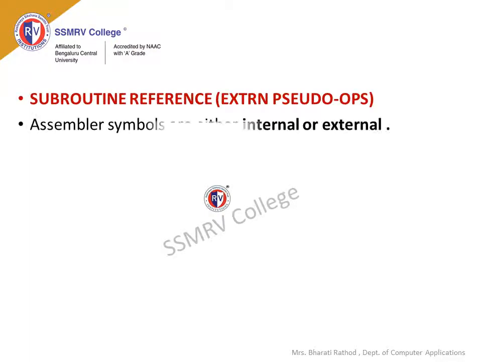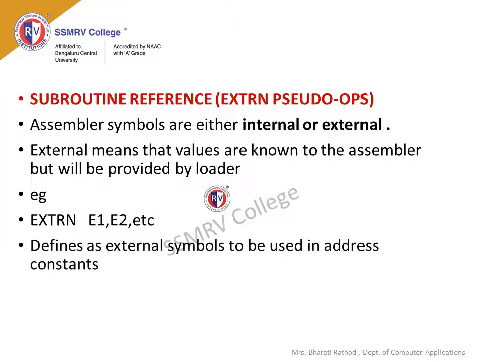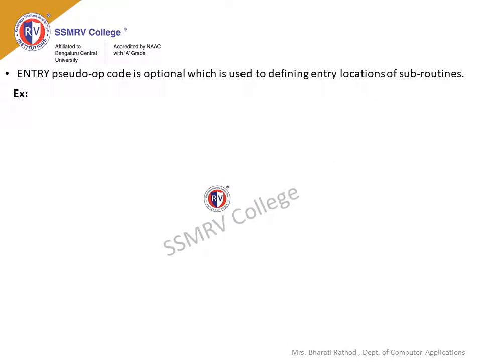Subroutine references: assembler symbols are either internal or external. External means that values are known to the assembler but will be provided by the loader. Example: the external pseudo-op followed by E1 and E2 etc., which defines external symbols that are used in address constants. The entry pseudo-op code is optional, which is used for defining the entry location of a subroutine.